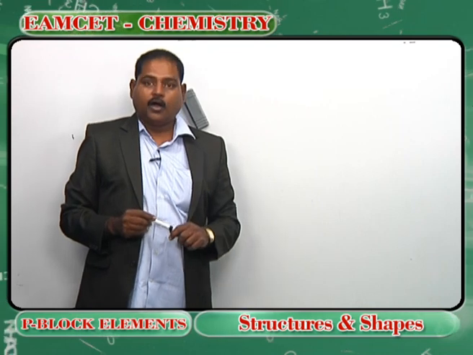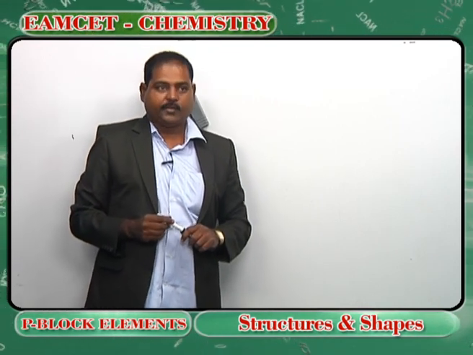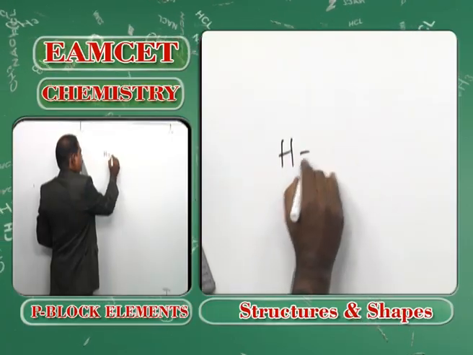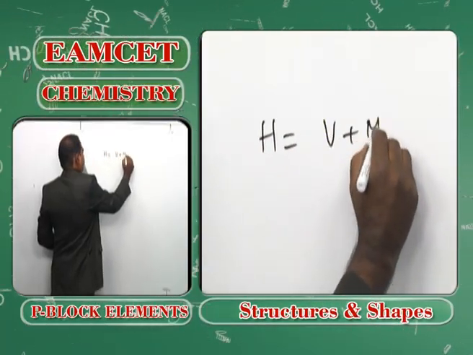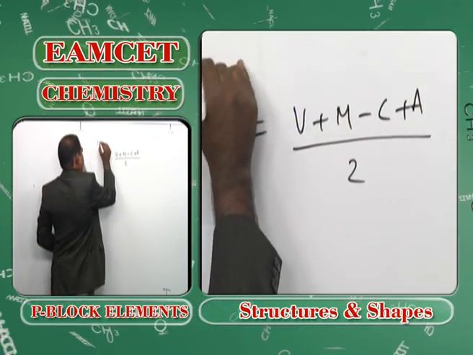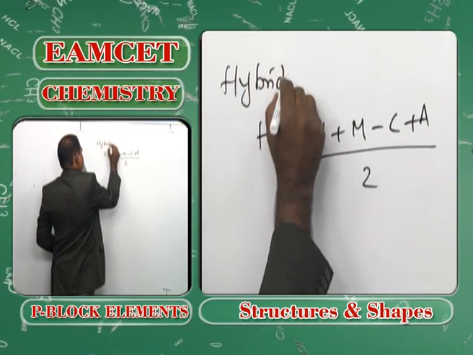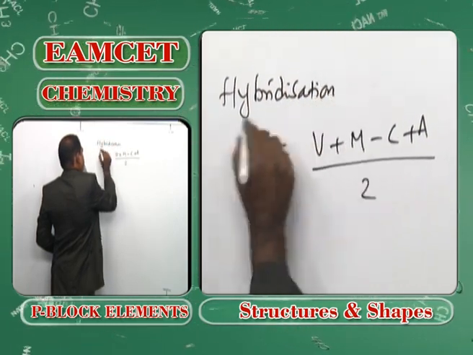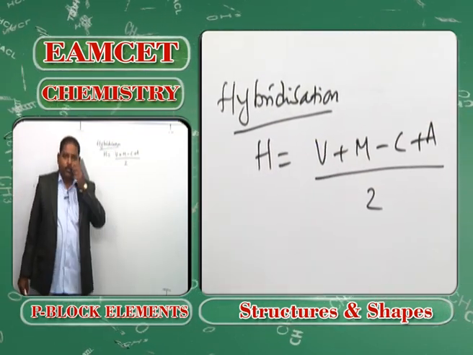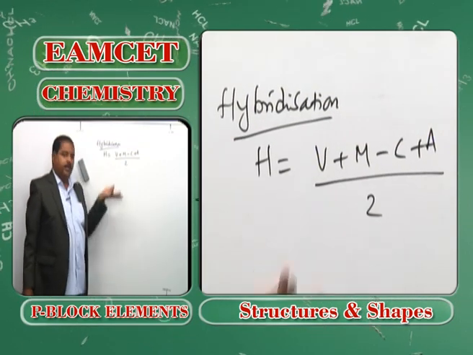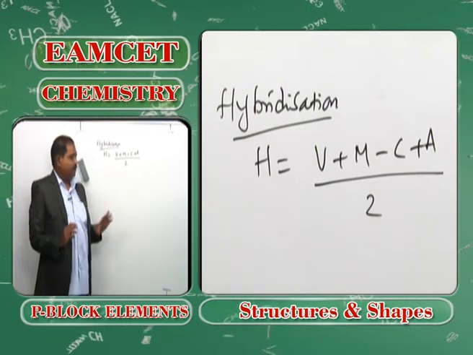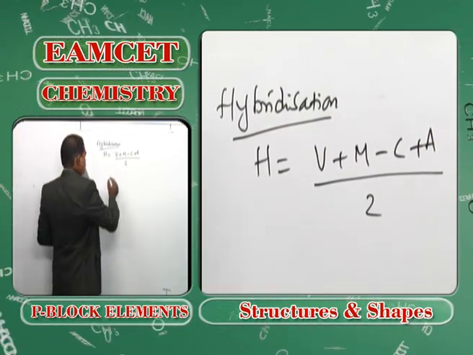And now, how to find hybridization of any central atom? H is equal to V plus M minus C plus A by 2. Hybridization of non-metals. So, this rule holds good in most of the cases. Maybe 1 or 2 places this may not be very much useful. We definitely will have an alternative later, but let us look at most of the molecules.